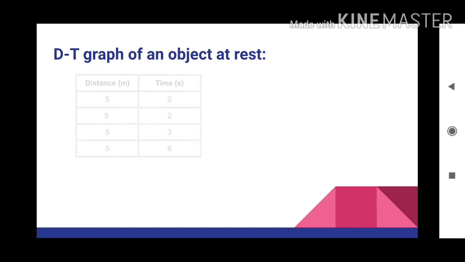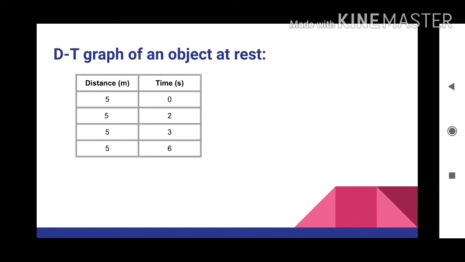So the next one, we have the distance time graph of an object which is at rest. Rest is a condition when an object does not move. So how does the distance time graph look there? Consider the distance time table. In the table, distance is given in meters and time is given in seconds.